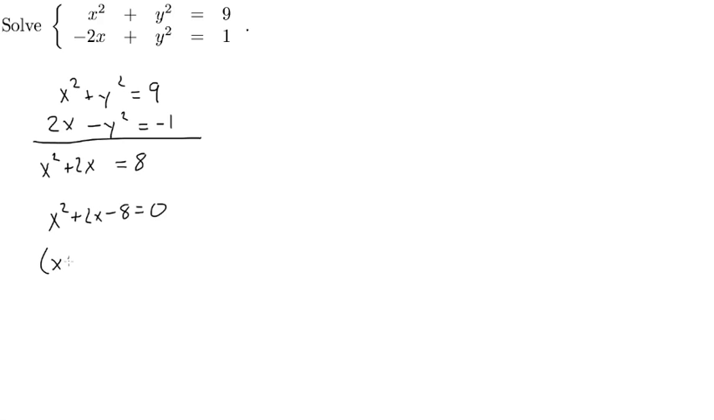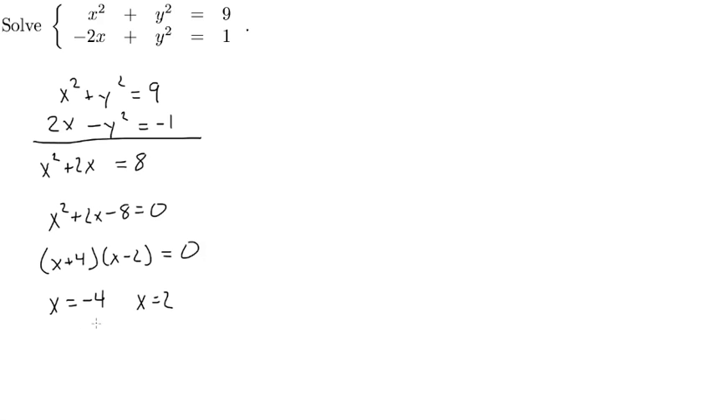I think 4 and 2 are going to do the trick. x plus 4, x minus 2. So let's check it real quick. x squared minus 2x plus 4x, that'll be plus 2x, minus 8. Looks good. So our two candidates are x equals -4 and x equals 2.